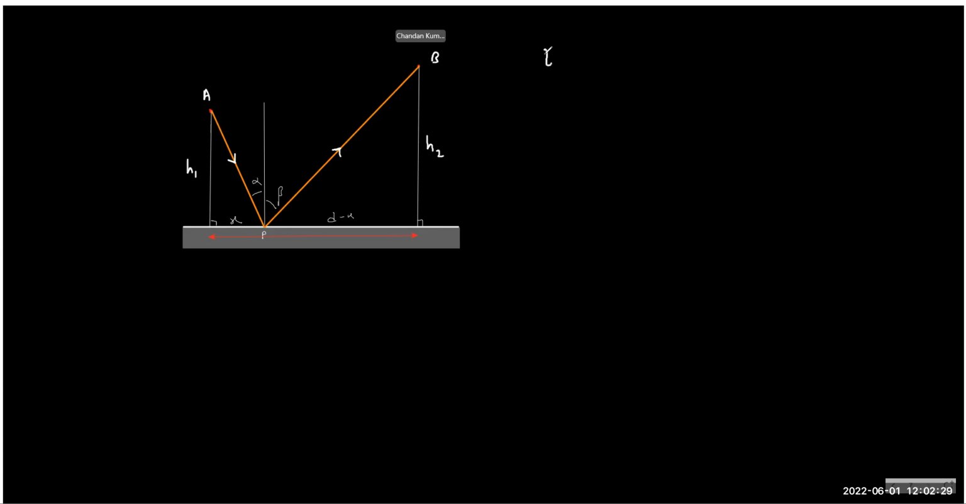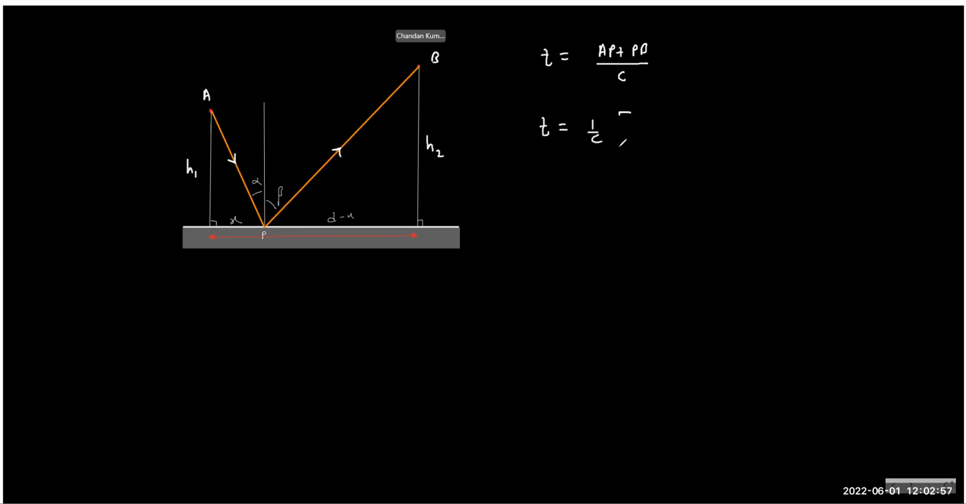So the total time taken for the light to go from A to B after reflection is how much? AP plus PB upon, let's say the speed of light is c, or you can say v, depending on the medium. Because it's the same medium, we can call it v. If it is air, we can call it c. If it is vacuum, we can call it c. So let's take any wavelength. So t we can write as how much?